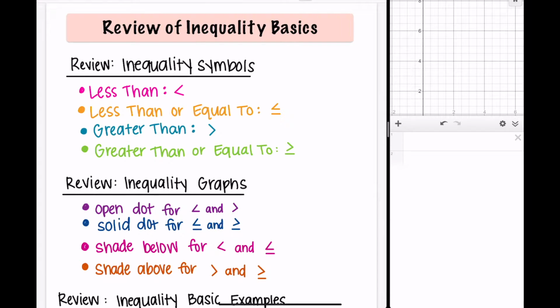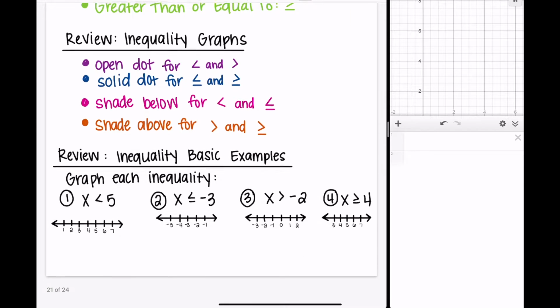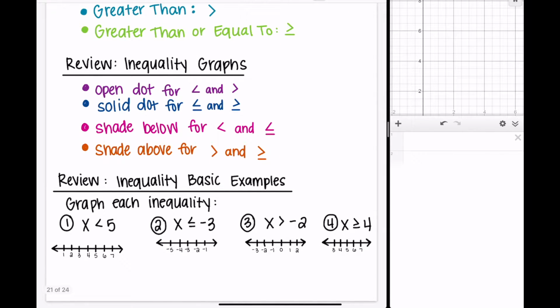Then it also tells you which direction to shade. So you shade below for everything that's less than, so less than or equal to. You shade below or to the left. Now you shade above if it's greater than or equal to. Now let's do some examples, just some real basic examples.